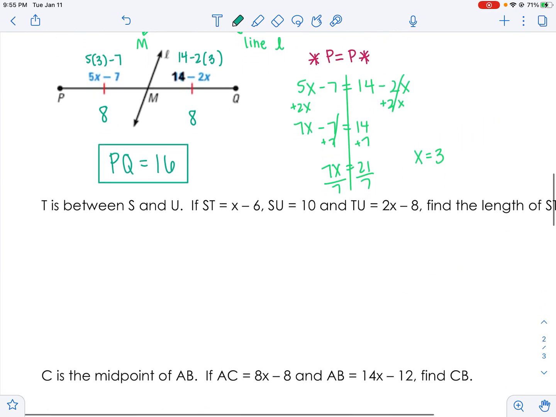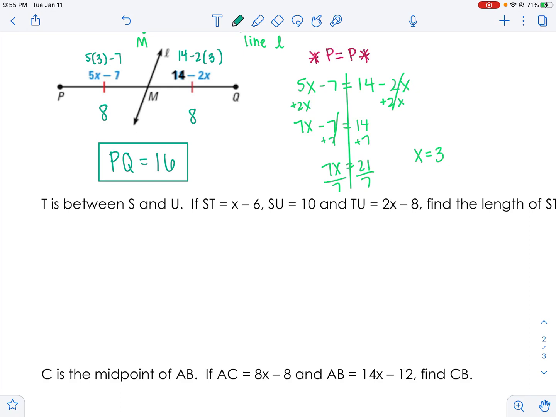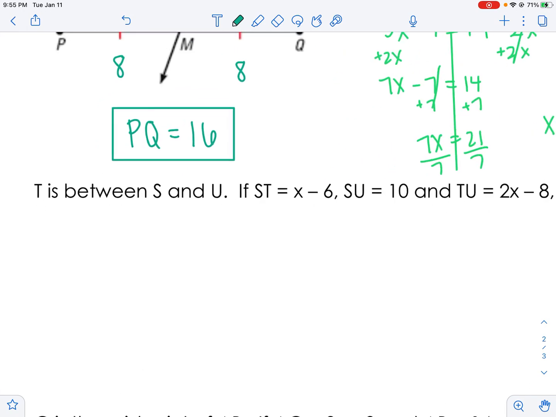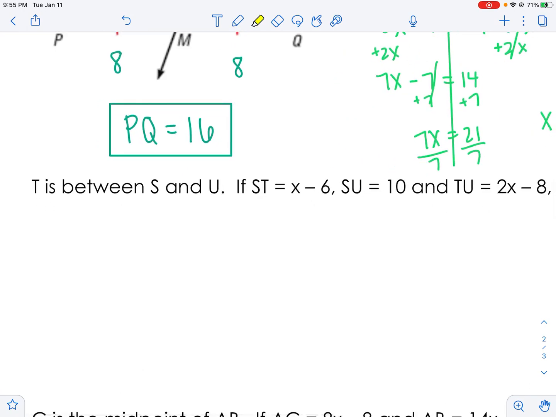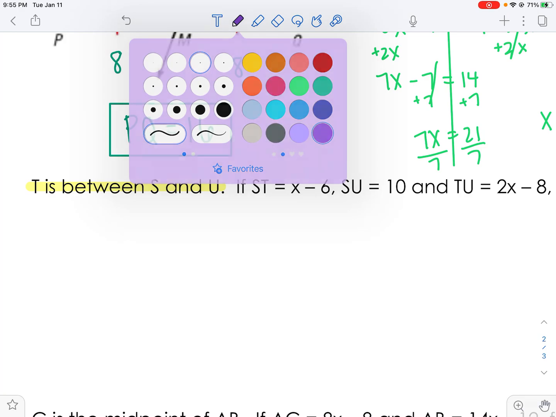Now, sometimes they don't give you a picture, which means now we're going to have to draw one. We're going to have to make one on our own. Pictures and diagrams are so important in geometry. So taking a look, this first sentence is all that we need to get our picture. T is between S and U. So that means that we're going to draw a segment.